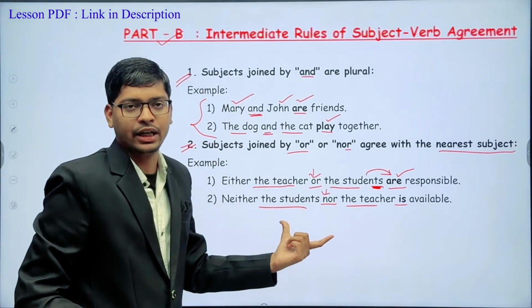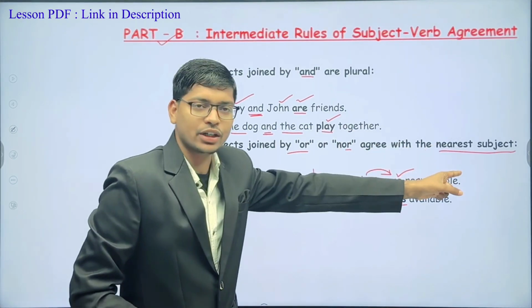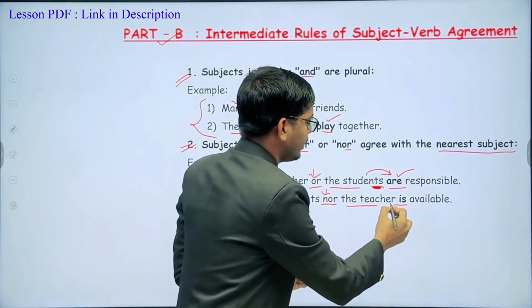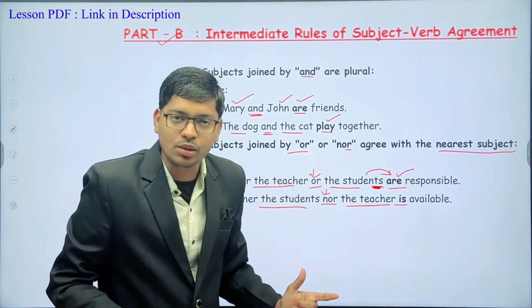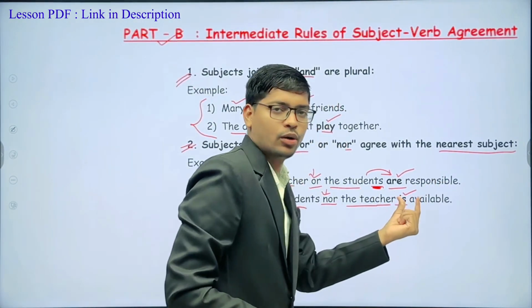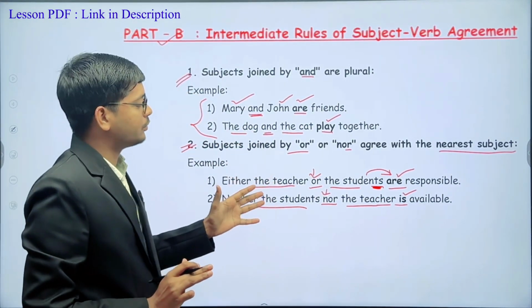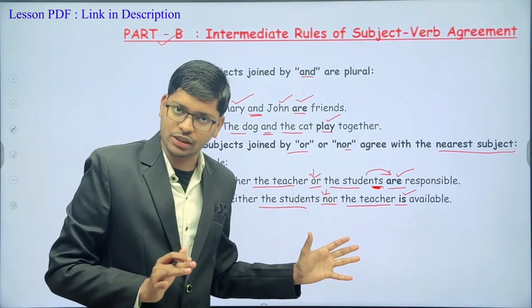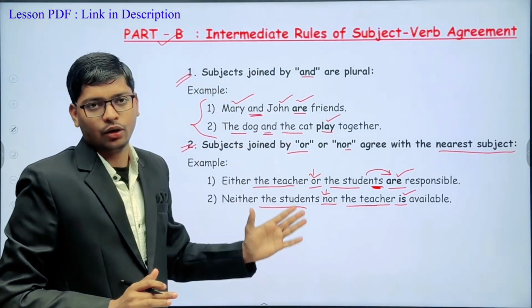Next, the students, the teacher: two subjects joined by nor. The verb agrees with the nearest subject. The nearest subject is teacher, a singular subject, so we have to use a singular verb. So is is right here. Guys, you understand these kinds of examples. Let's see our next rules of the intermediate level.